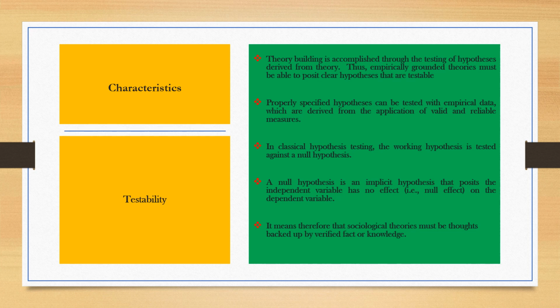Otherwise, if that does not happen, then it means that such a theory would be seen merely as speculation that is not supported by any empirical information. And in that case, it will not satisfy the requirement and the rigor that the scientific community wants a given theory to have. So a theory must be tested.